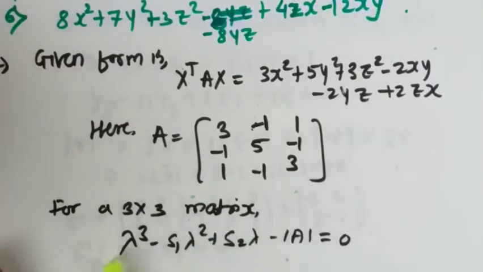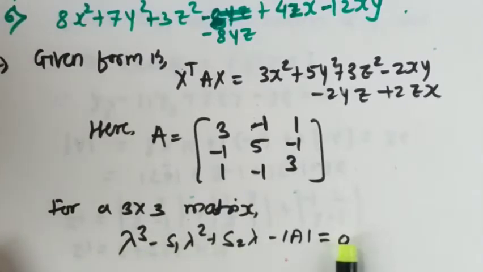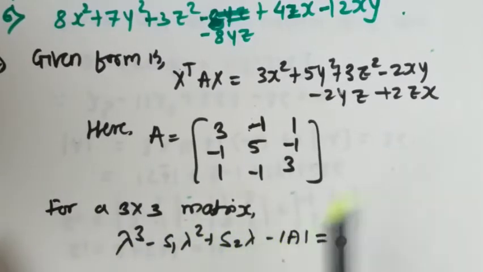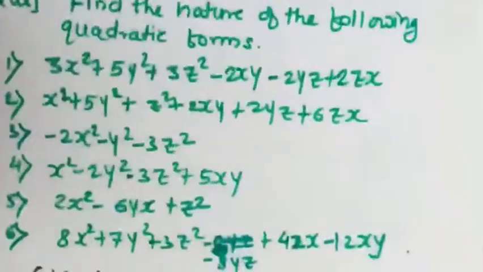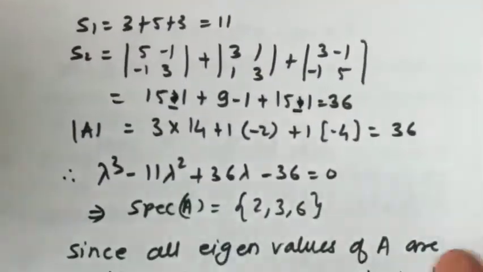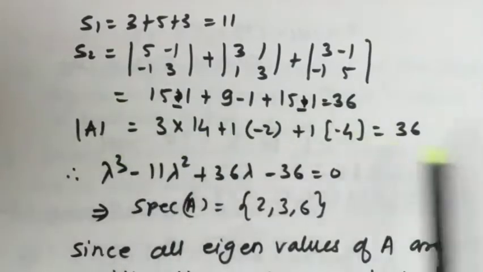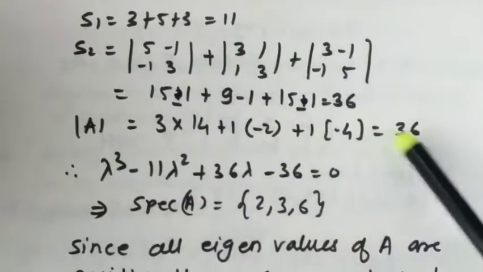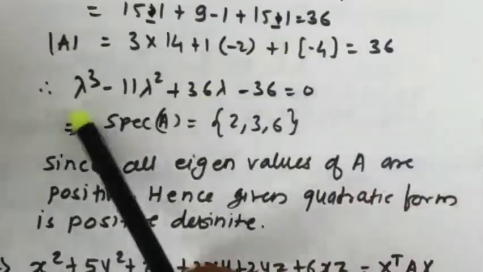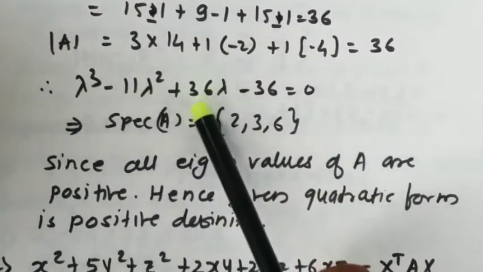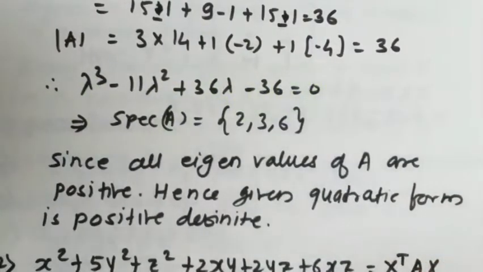So for a 3 by 3 matrix, this is the formula for determining the characteristic equation: lambda cube minus s1 lambda square plus s2 lambda minus determinant of A equal to 0. Now let us see the calculation of the characteristic equation and eigenvalues. So S1 will be, for this matrix, 11, S2 will be 36, determinant of A will be 36. We know how to do all these calculations. So the polynomial will be lambda cube minus 11 lambda square plus 36 lambda minus 36 equal to 0.